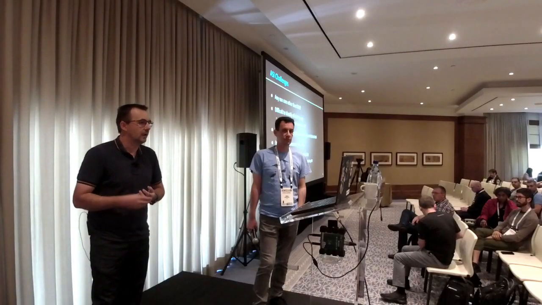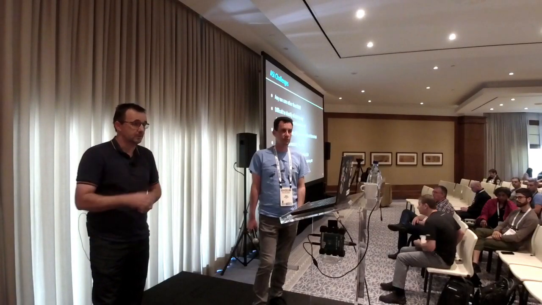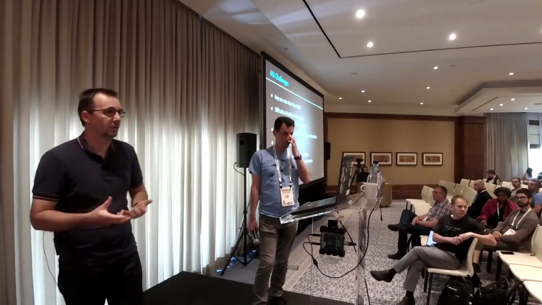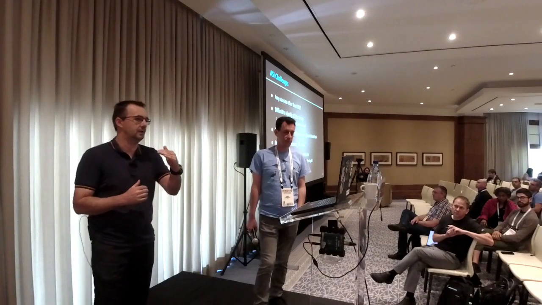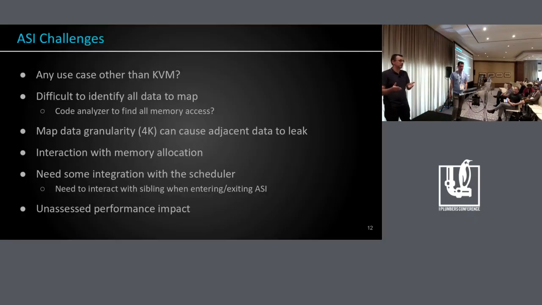So the mapping granularity is an issue because it's limited to 4K. If you've got a smaller buffer to map, you are going to map the entire page, and you are going to leak the adjacent data. So if you get sensitive data next to your non-sensitive data, they can leak.